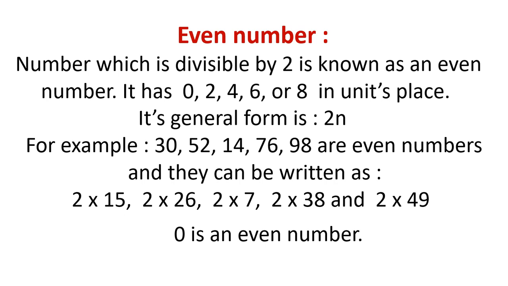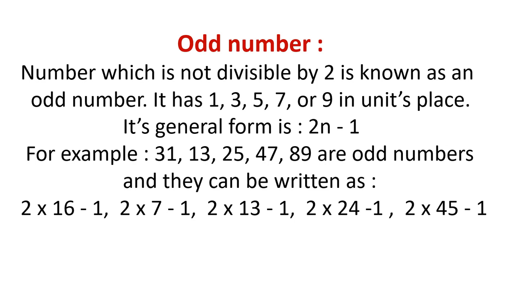And they can be written as, you see, 30 can be written as 2 into 15. 52 can be written as 2 into 26. 14 can be written as 2 into 7. 76 can be written as 2 into 38. 98 can be written as 2 into 49. So all even numbers can be expressed as multiples of 2. And for your information, 0 is considered an even number. So 0 is an even number.